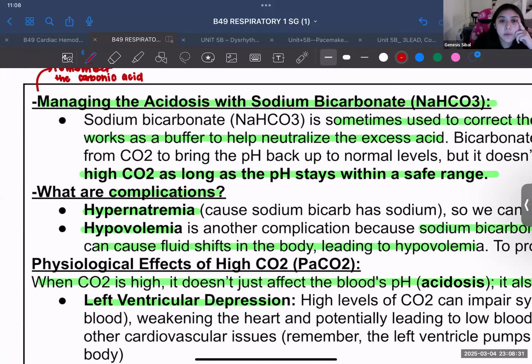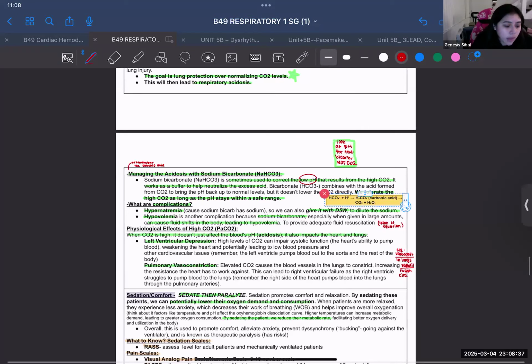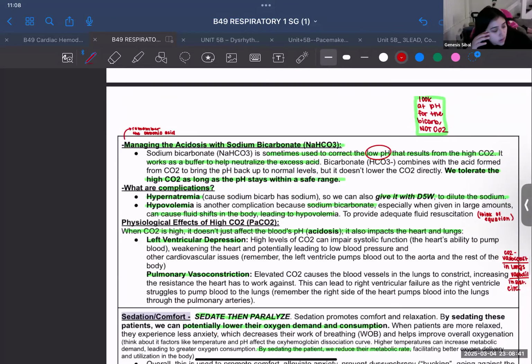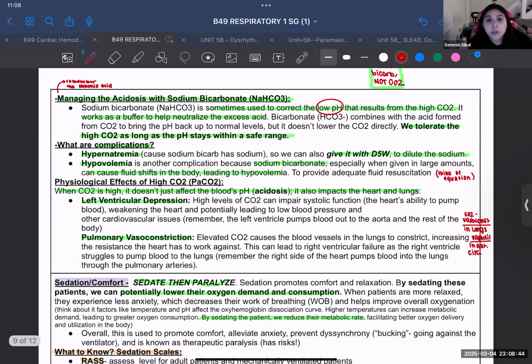And then it leads to hypovolemia because of all the fluid shifting that's caused by adding bicarb into the body and all that stuff. So again, you don't really have to know that, but I do think it's helpful to understand the why behind things. So hypernatremia, hypovolemia in terms of giving the bicarb.